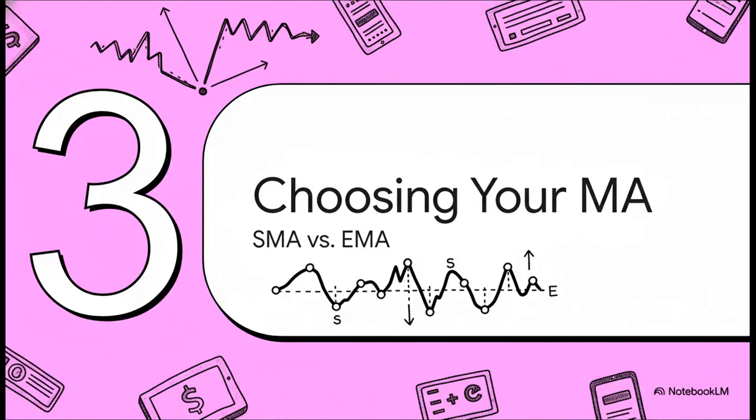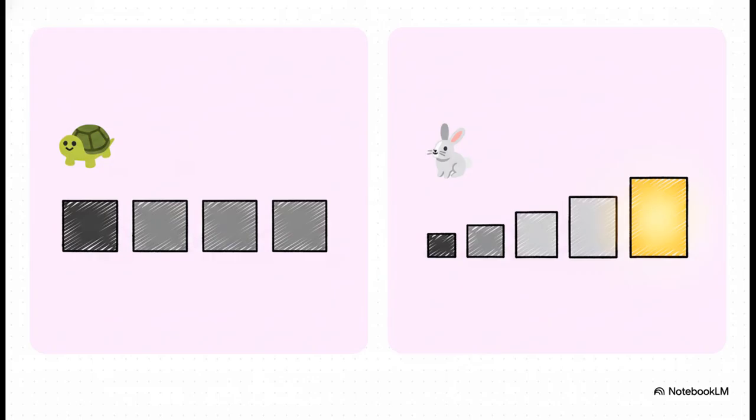Okay, so we get what it does. But which one should you actually be using? There are two main types, and the difference between them is actually pretty important. Honestly, the best way to think about this is the classic tortoise versus the hare. The simple moving average, or SMA, that's the tortoise. It's slow and steady because it treats every single price in its period equally.